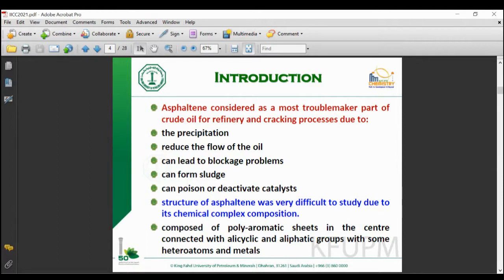Basically, they are polyaromatic sheets stacked one after another, and then they have cyclic and aliphatic groups. They have heteroatoms as metals, mainly nickel and vanadium. They have more metals, but these are the most prominent.